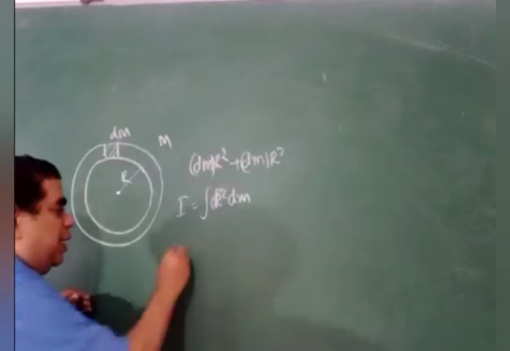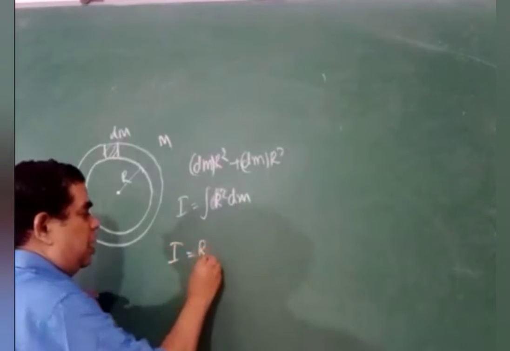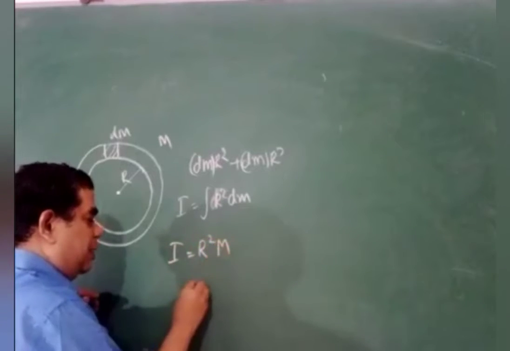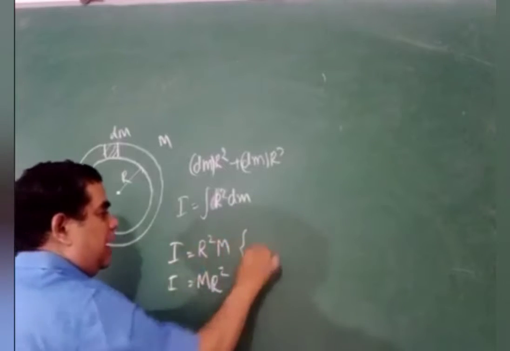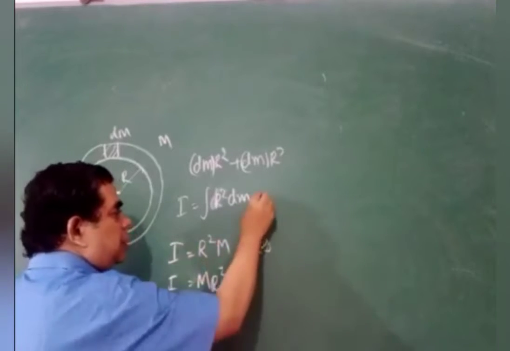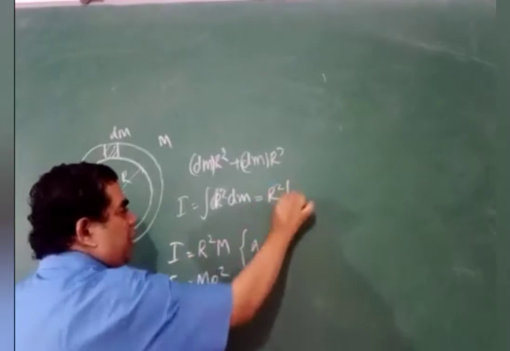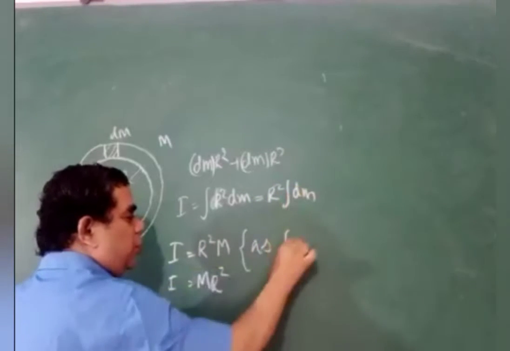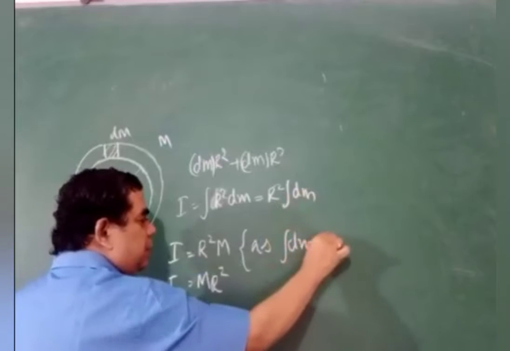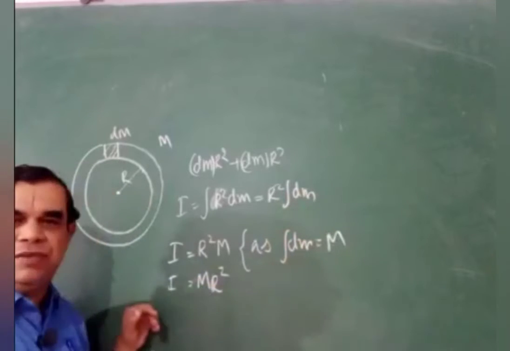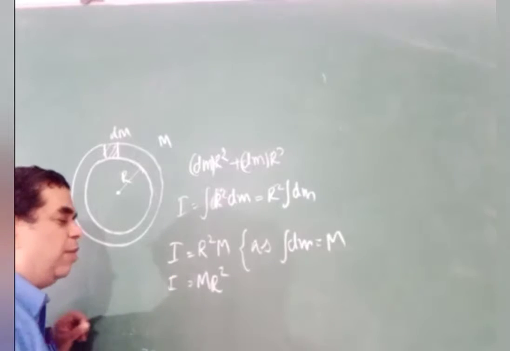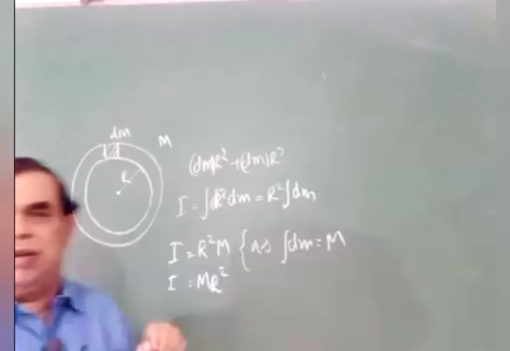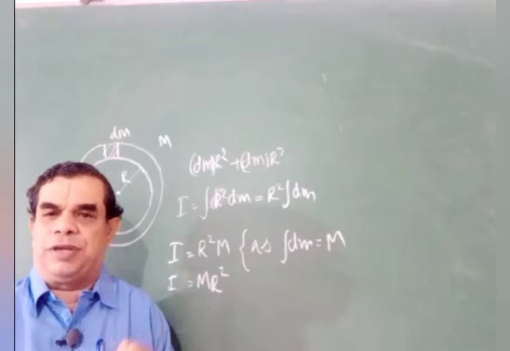Therefore, what we get, I is r square into m. Simply m r square, the usual way I have to write. Because this can be written as r square taken out, integral of dm. As you know, integral of dm is m, the total mass of the ring. So m r square is the moment of inertia of the ring. Very simple proof. I hope all of you can understand this.